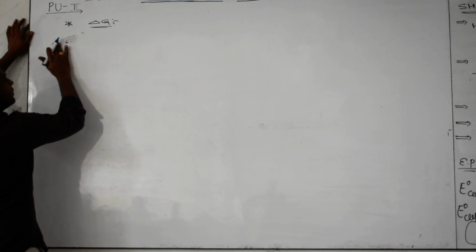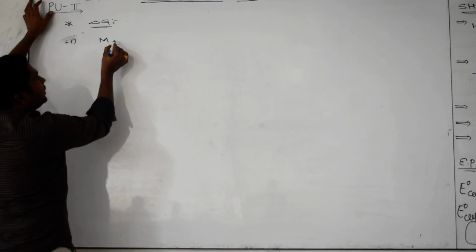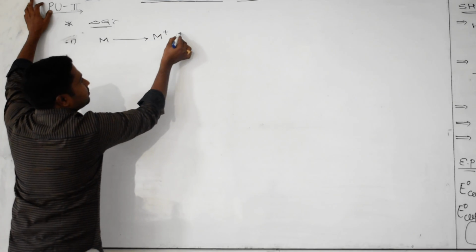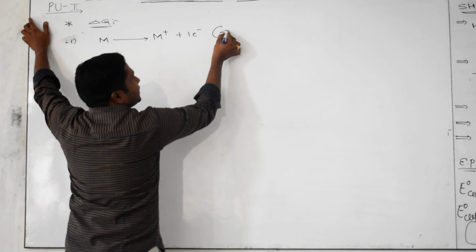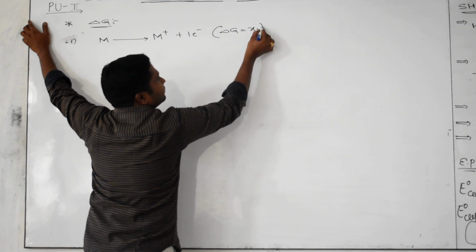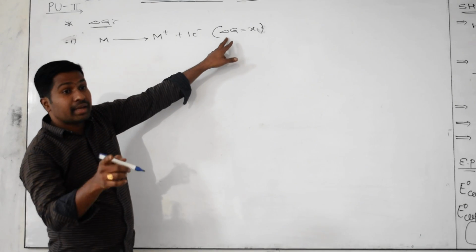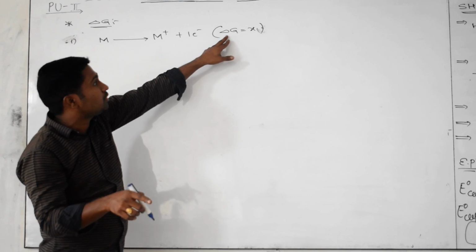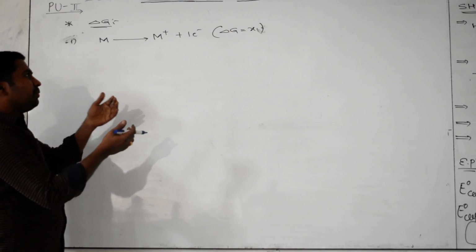Take one reaction: a metal M undergoing oxidation becomes M+ plus 1 electron. For this, the change in Gibbs free energy, delta G, is equal to some value X. How can you get it? Delta G equals minus nFE, where E means electrode potential. If you substitute, we get delta G equal to some X value. What I am doing is making the reverse.